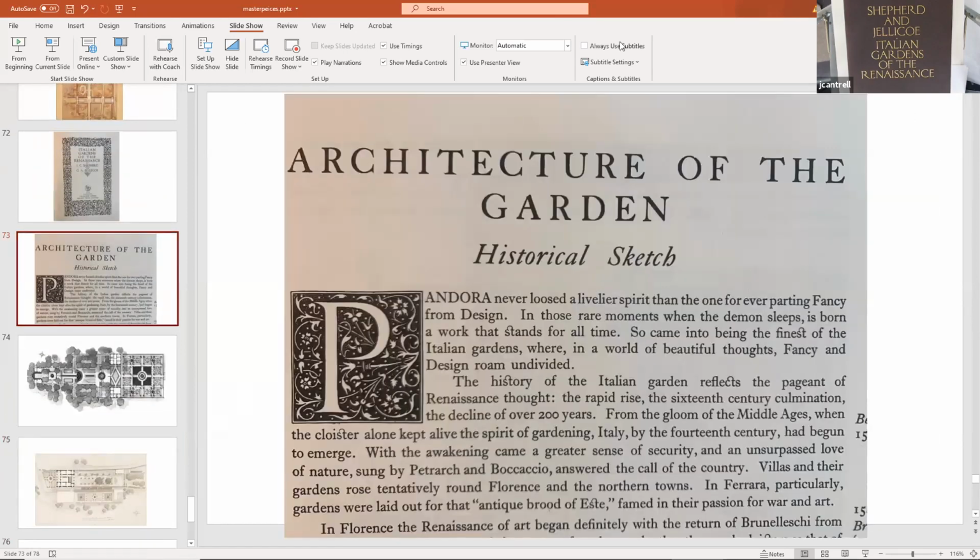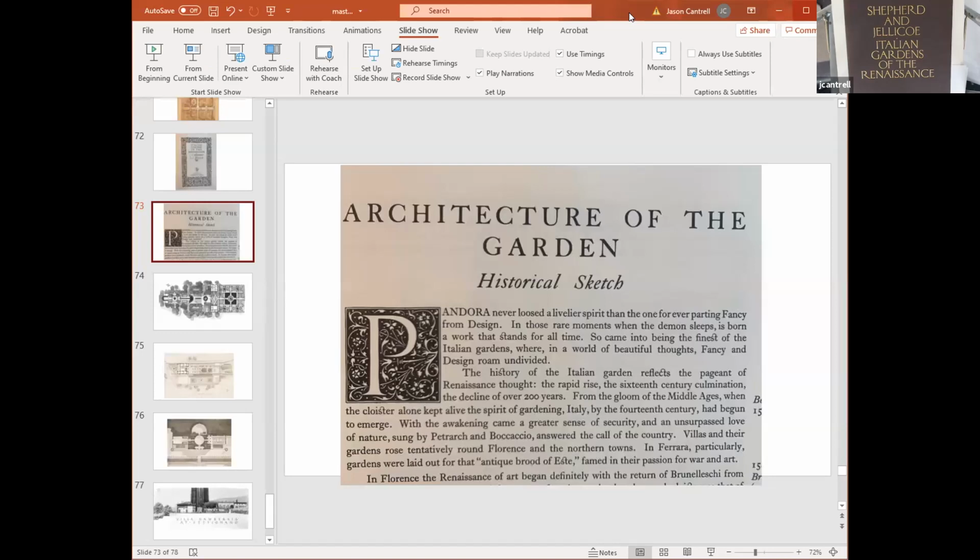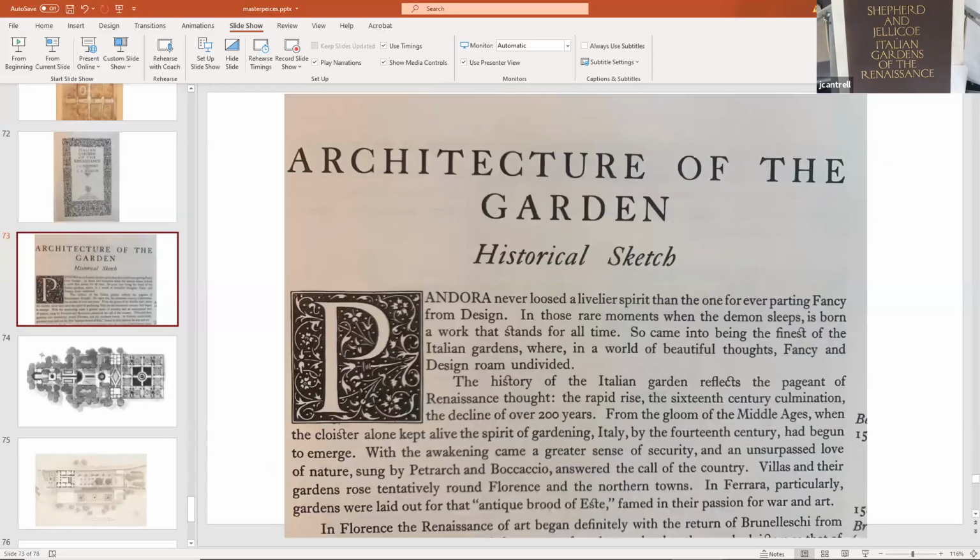I'm just going to read a short excerpt from this. We're talking about literature, some very flowery prose, don't laugh at it, but they're associating these two characters, Pandora. I'll just read this to you. Pandora, never lose, I'm probably mispronouncing it, a livelier spirit than the one for every parting fancy from design, and those rare moments when the demon sleeps is born a work that stands for all time. So it came into being the finest of the Italian gardens, where in a world of beautiful things, fancy and design roam undivided. Well, that's a very elaborate and flowery prose.